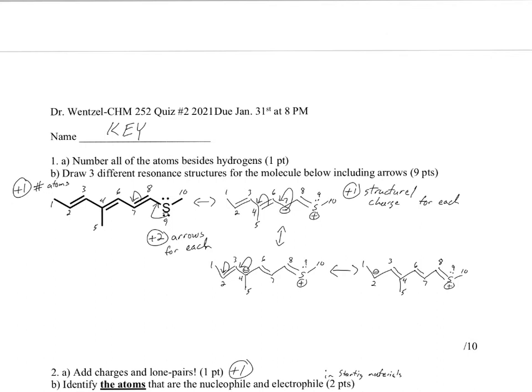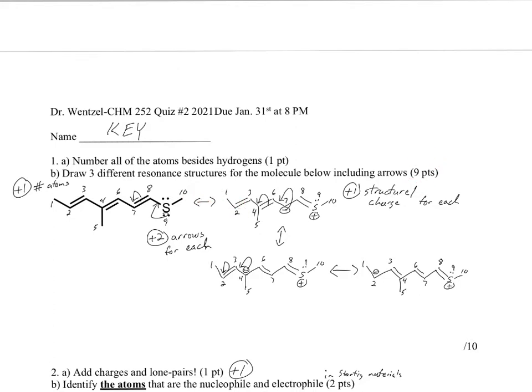All right, so quiz 2 from 2021, 252. This one asks us to number all of the atoms besides hydrogen. So 1, 2, 3, 4, 5, 6, 7, 8, 9, 10. Doesn't matter how you do it, as long as you numbered all of them. That's the point. Then I want you to draw 3 resonance structures for the molecule below, including arrows.